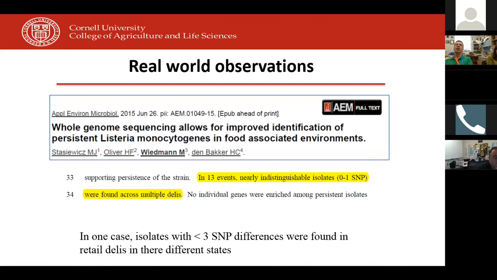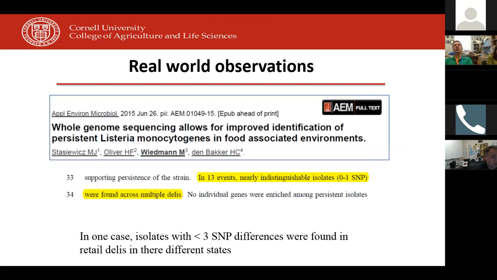In a number of cases, we found basically identical isolates, let's say 0 to 3 SNP differences, across different retail delis. In one case, the most intriguing one, and I'm going to call them identical for simplicity's sake, less than 3 SNP differences, we found identical Listeria monocytogenes in retail delis in 3 different states. Retail delis had Listeria monocytogenes that could not be differentiated in any meaningful way by whole genome sequencing.